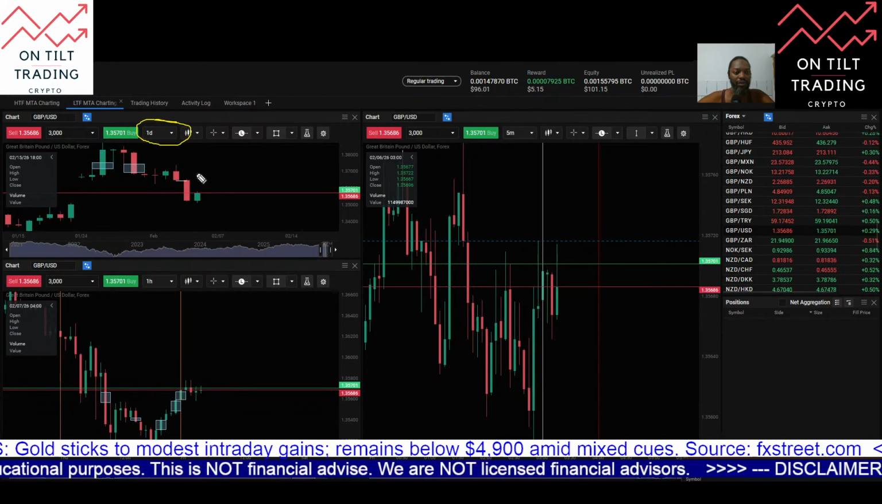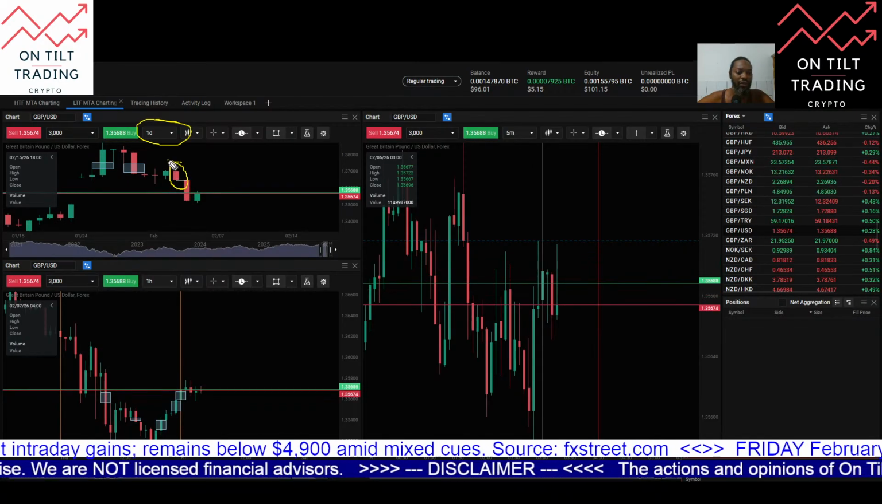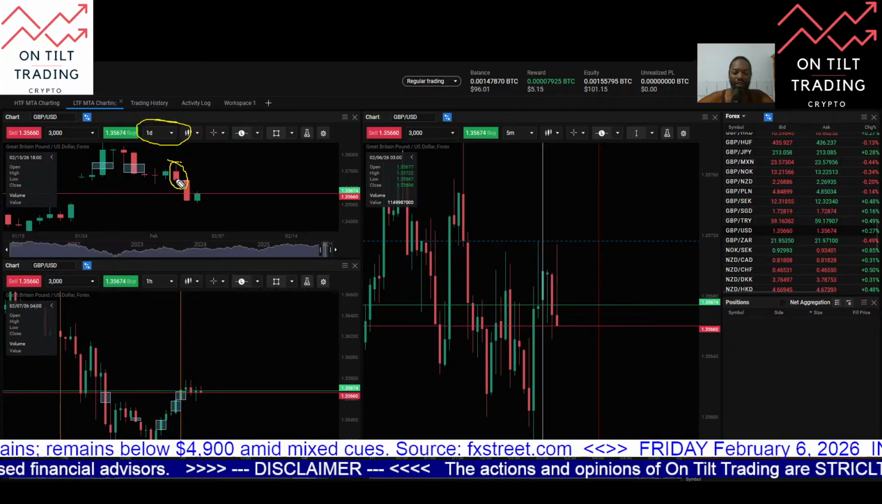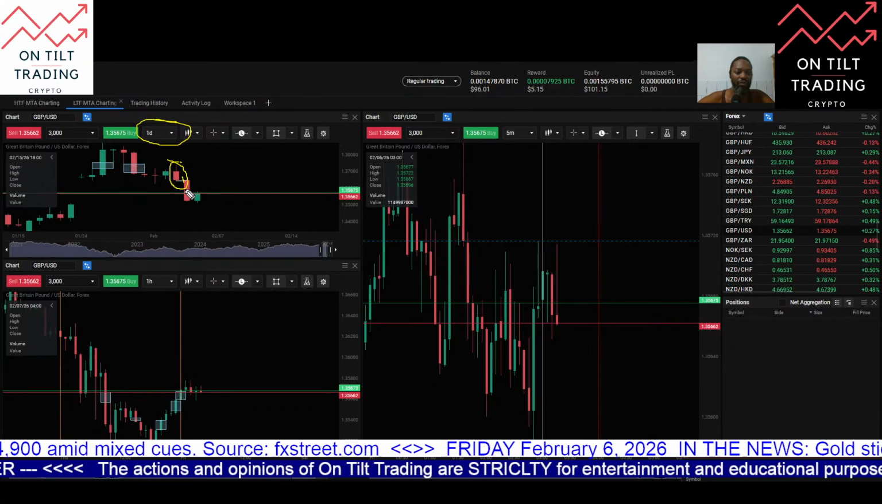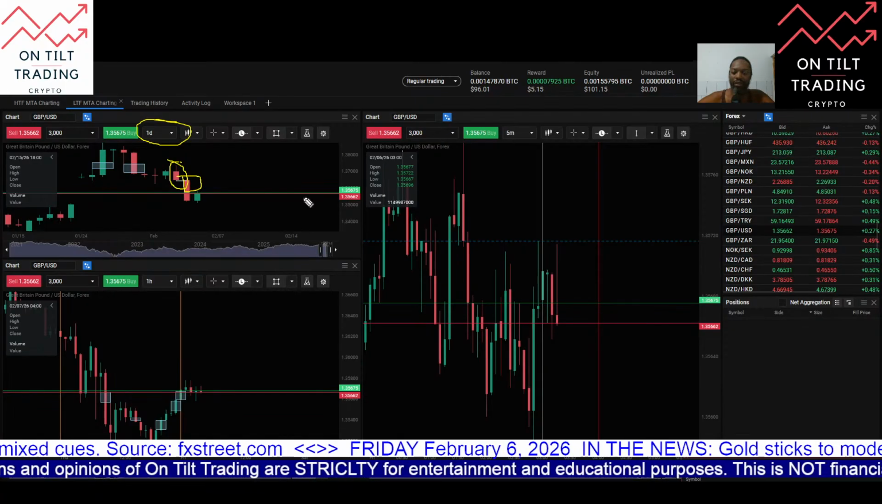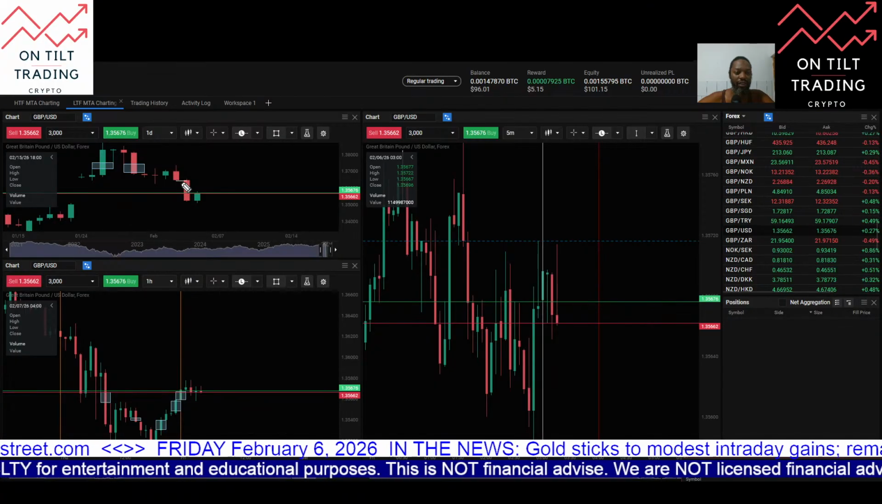On the daily chart, we can see this is the candle from the day before yesterday, and yesterday's candle closes with the body candle closed below it. So to me, this would give me a short bias for today.